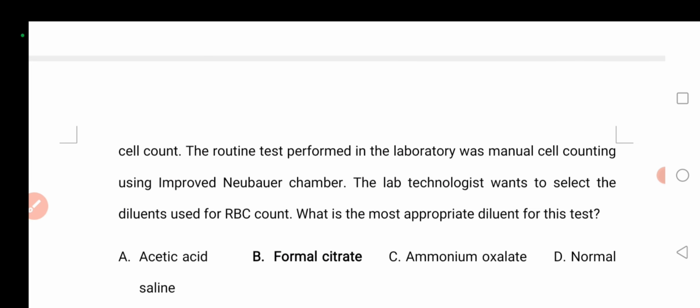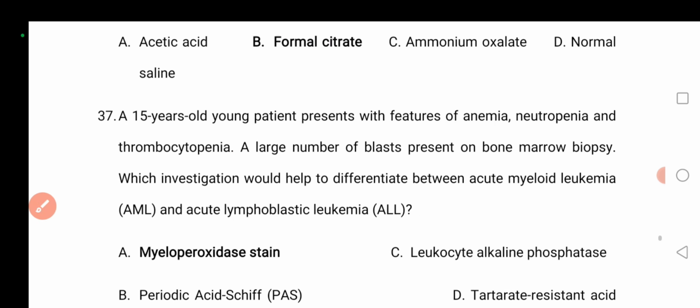Formal citrate prevents coagulation, the first thing, and it preserves the cell morphology by fixing the cells. So it acts as an anticoagulant and also as a preservative, and it prevents lysis because it's isotonic. So formal citrate is very recommended for the manual counting procedure of red blood cells. So the correct answer is B.